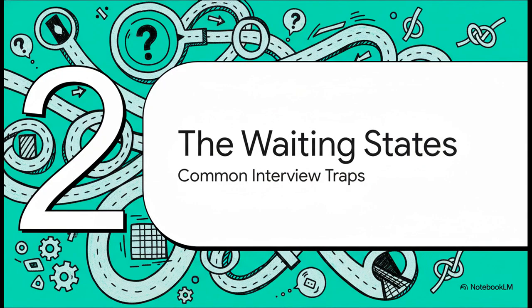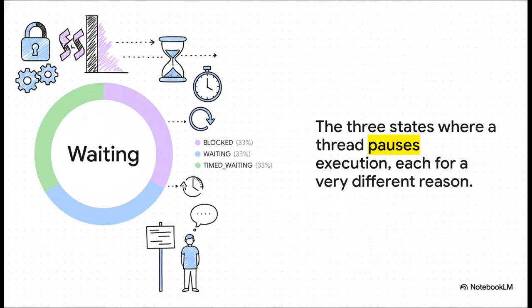All right, so we've navigated the main highway. Easy enough. But now it's time for those tricky detours I mentioned, the waiting states. And let me tell you, this is where interviewers really try to trip you up. There are 3 of them, and they cause so much confusion. Blocked, waiting, and timed_waiting. On the surface, they all sound similar, right? The thread is paused. But the reason it's paused and what it's waiting on, that's totally different for each one. So let's untangle this mess one state at a time.